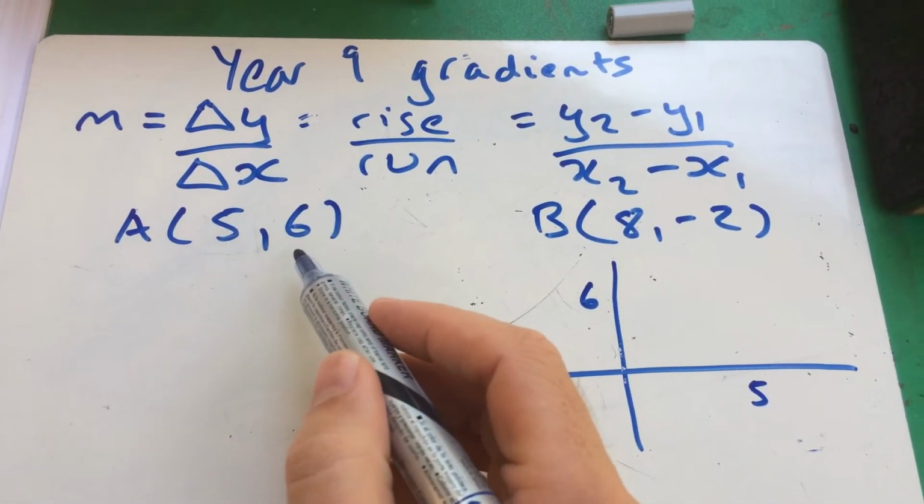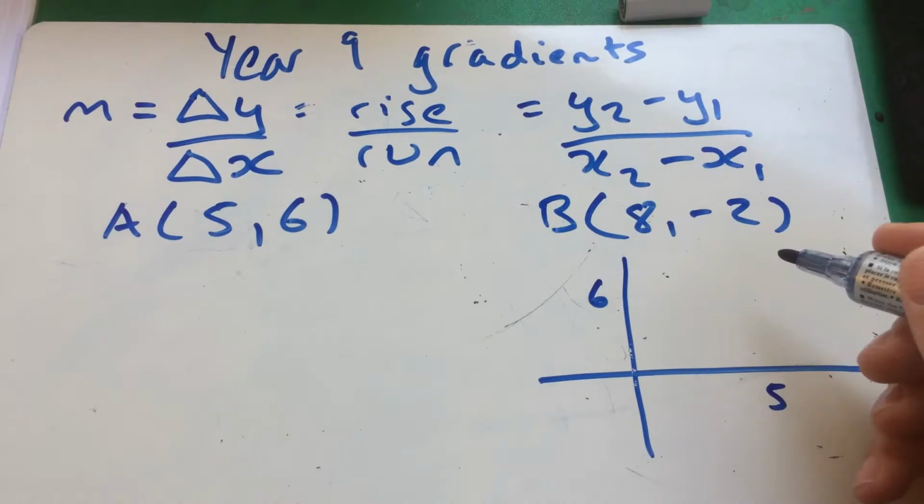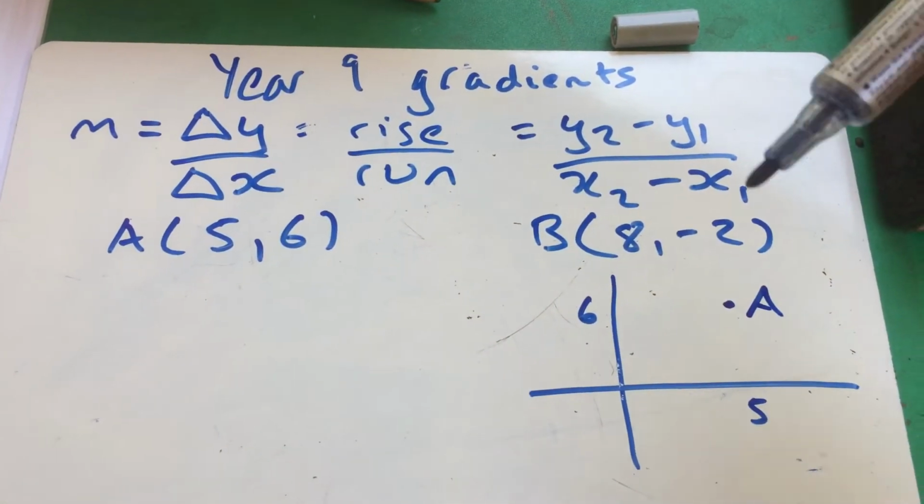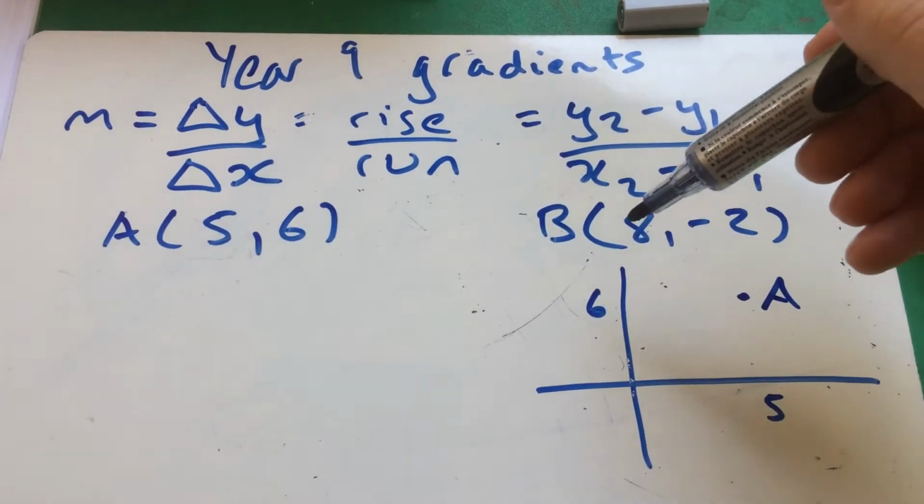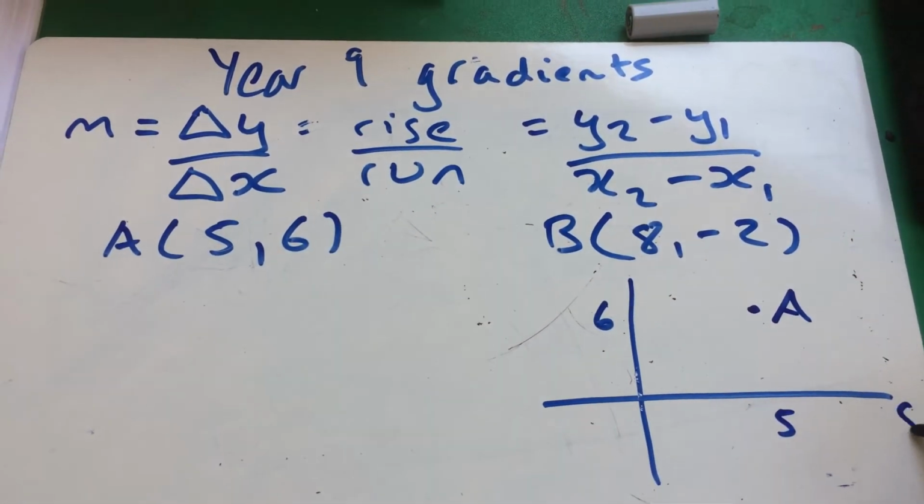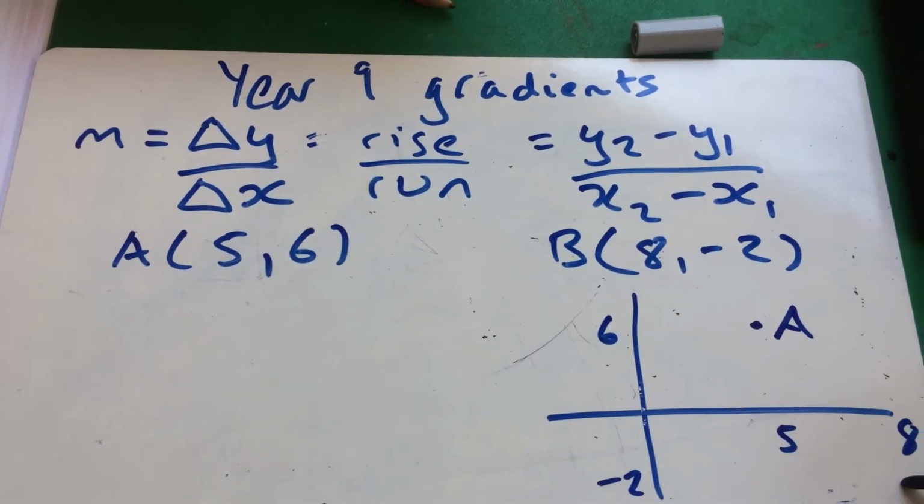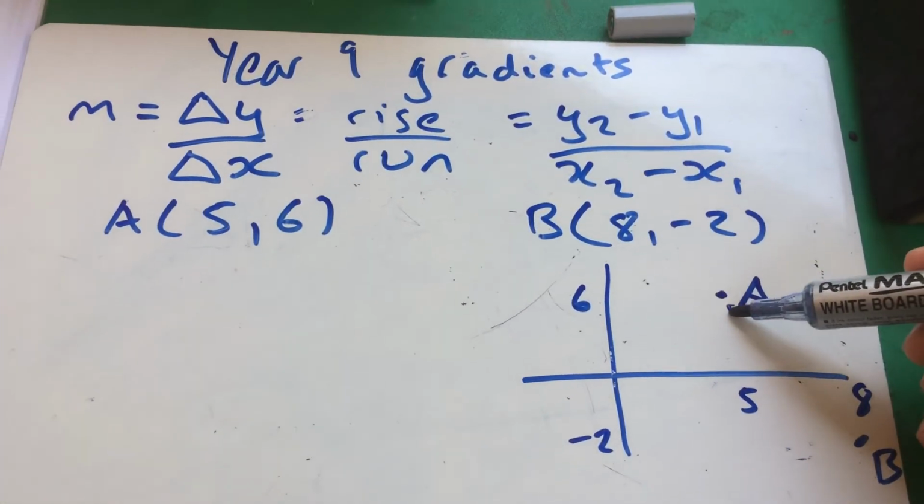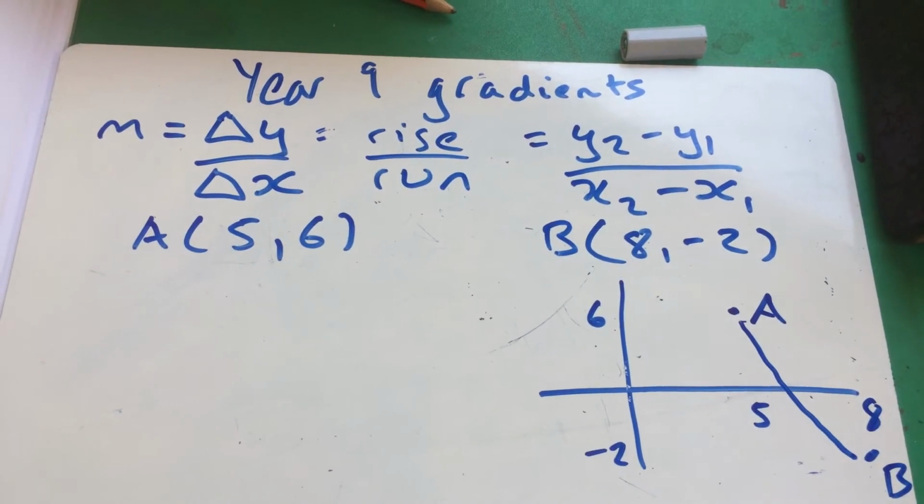So we have A, which is (5, 6). I always like to plot these as well as just doing the algebra. So maybe you've got Desmos or a graphic calculator. And B is (8, -2). So these are rough sketches, but at least we'd have some idea of what's happening. So AB is a downward sloping line like that.